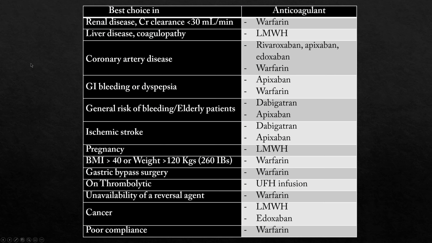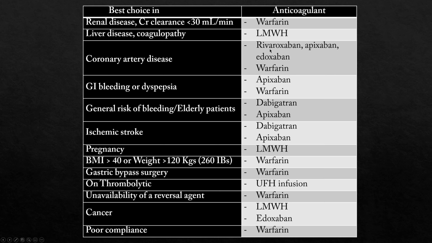What's the best choice of anticoagulant? Obviously, not everyone is going to be on DOACs, even if they're first line. For example, with contraindications like renal disease, you can't give low molecular weight heparin. You can't give DOACs, you give warfarin. In liver disease, you can't give warfarin, you give low molecular weight heparin.